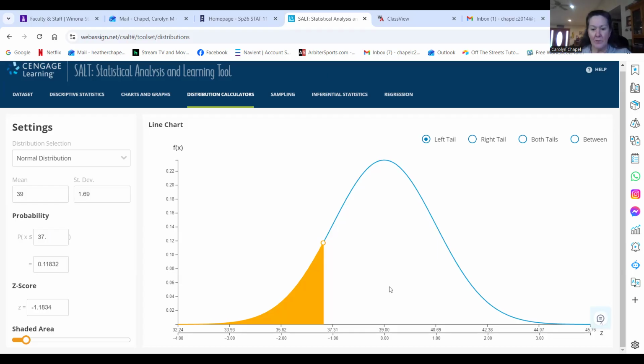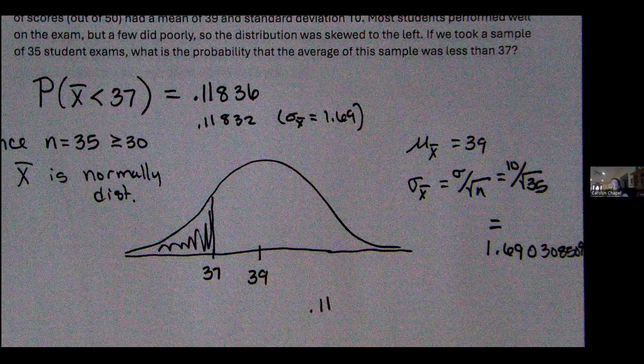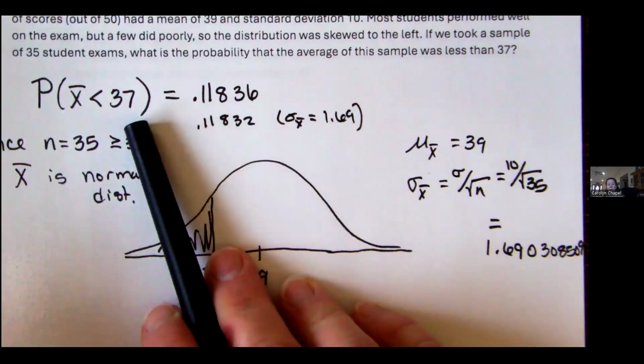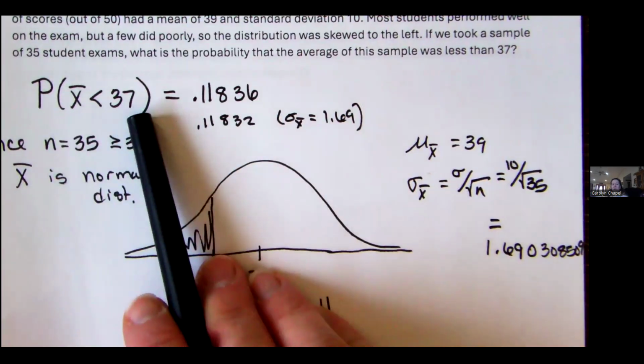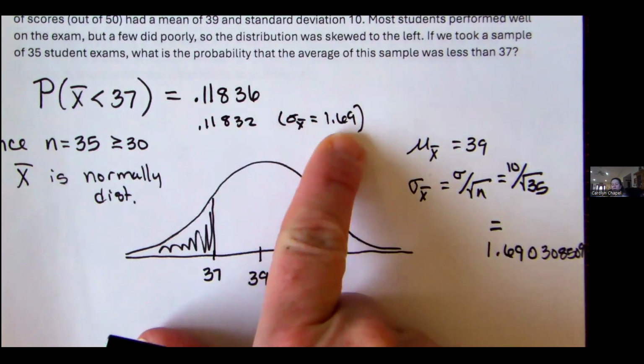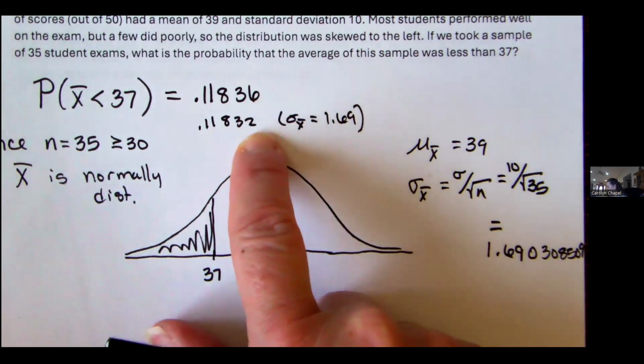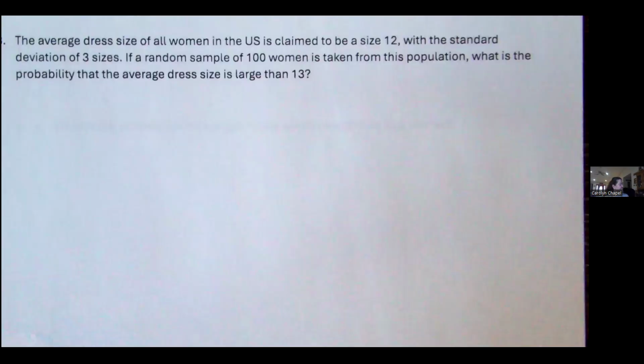I'm going to go back to our camera, and I wrote those in for us. While it's refreshing, I'll grab a drink of orange juice here. There we go. So we have the probability that X bar is less than 37 is 0.11836. Notice I wrote on here, if we did round it a little bit, not a lot of difference in our probability for that rounding.